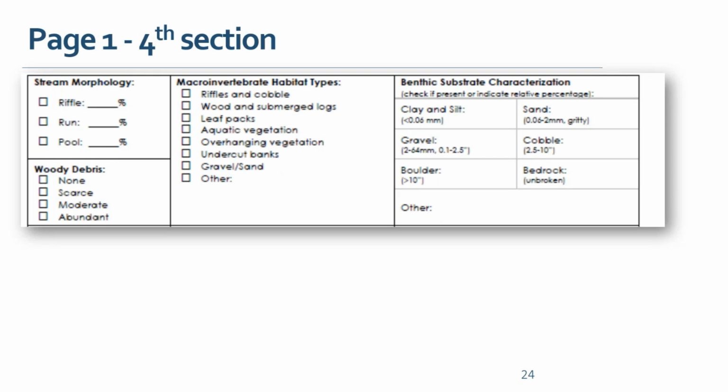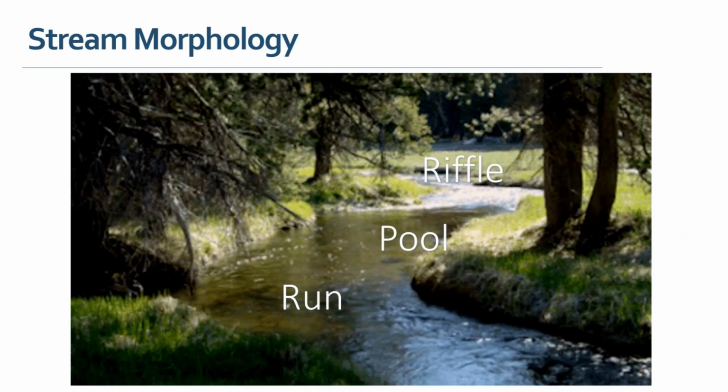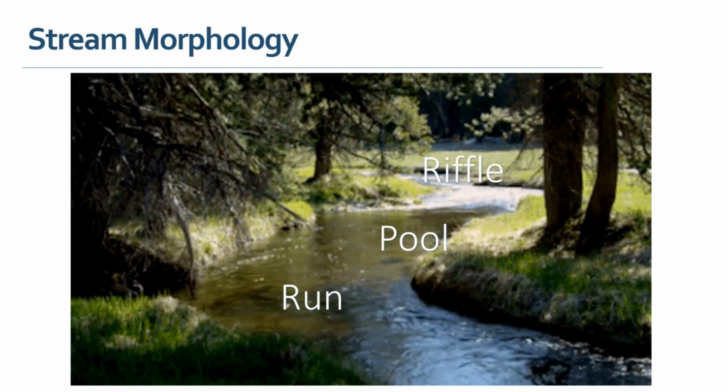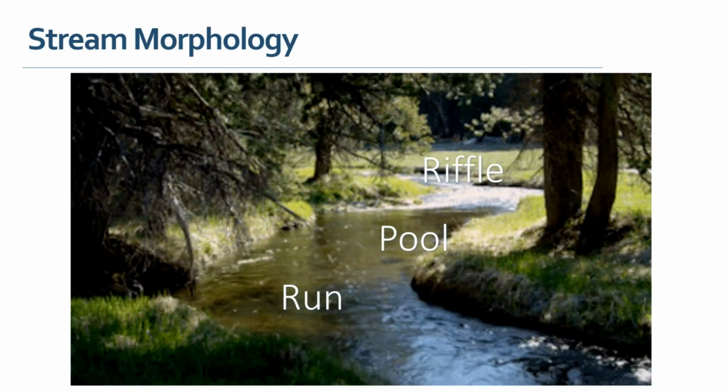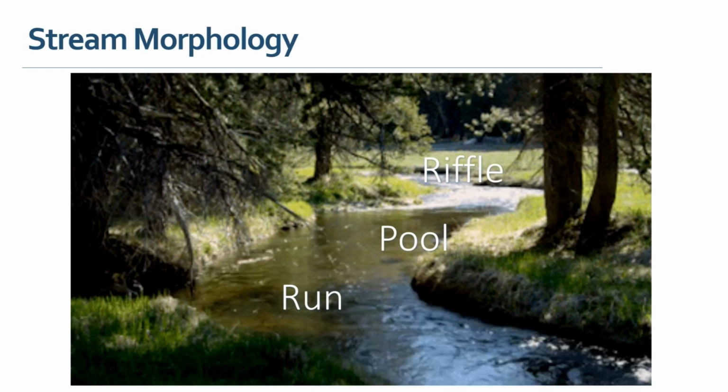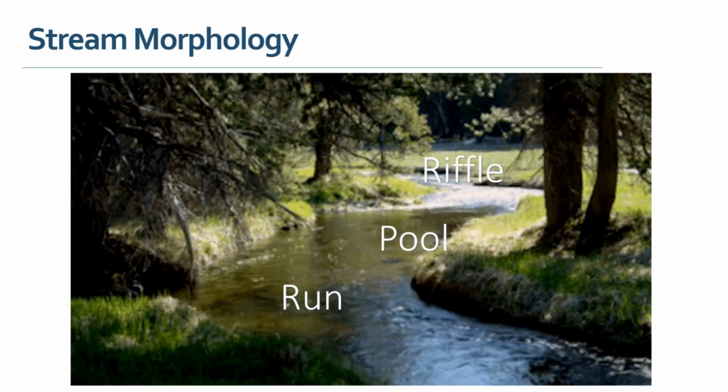In the next section, I'm going to talk about stream morphology, woody debris, macroinvertebrate habitat types, and the benthic substrate. So we want to be looking at where the places are that the macroinvertebrates are going to be living in this stream. This is the same little video that Erin showed yesterday, illustrating stream morphology, showing how there's a run and a pool and a riffle in this photo.